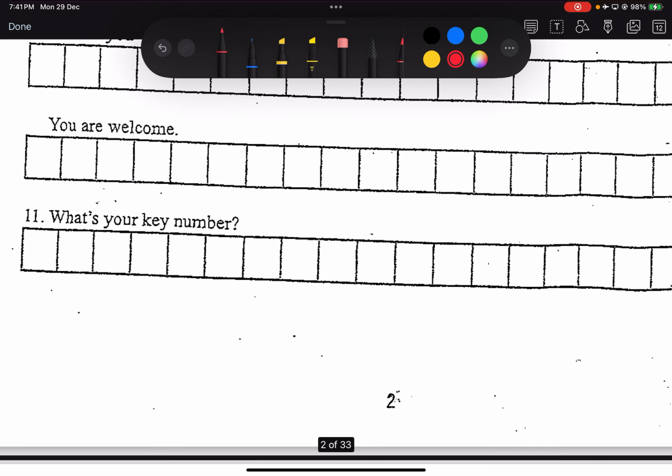Okay, next, what is your key number? あなたの鍵の番号は何ですか？ Very good. あなたの鍵の番号は何ですか? Right, 何ですか is what is it, right? So but you need to set the subject first. The subject in this case is あなたの鍵の番号. Right, so literally your number, your key number.